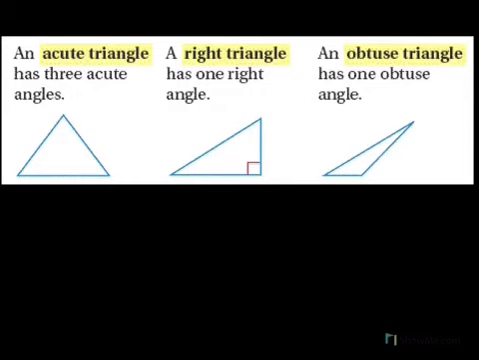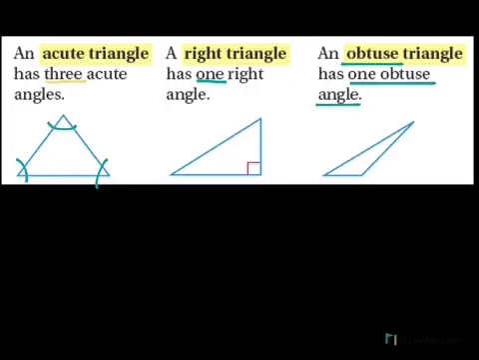We've also learned that you can name a triangle by its angles. An acute triangle has three acute angles, which means the angles are less than 90 degrees. A right triangle has one right angle and is usually labeled with a square. An obtuse triangle has one obtuse angle, so that one angle is greater than 90 degrees.